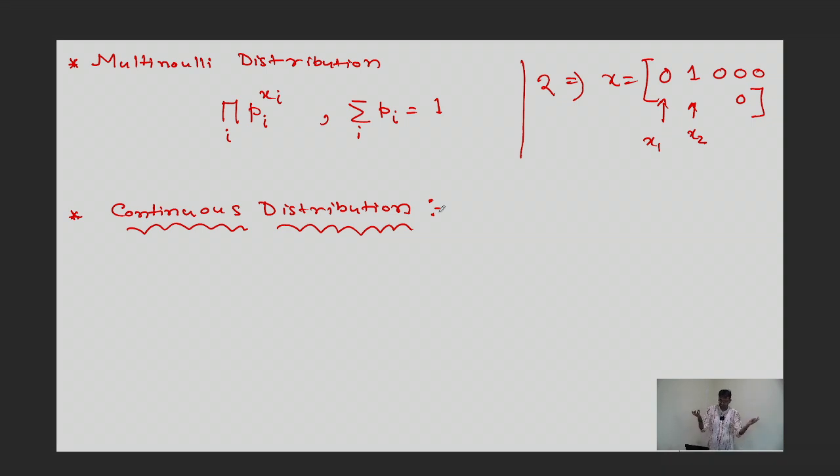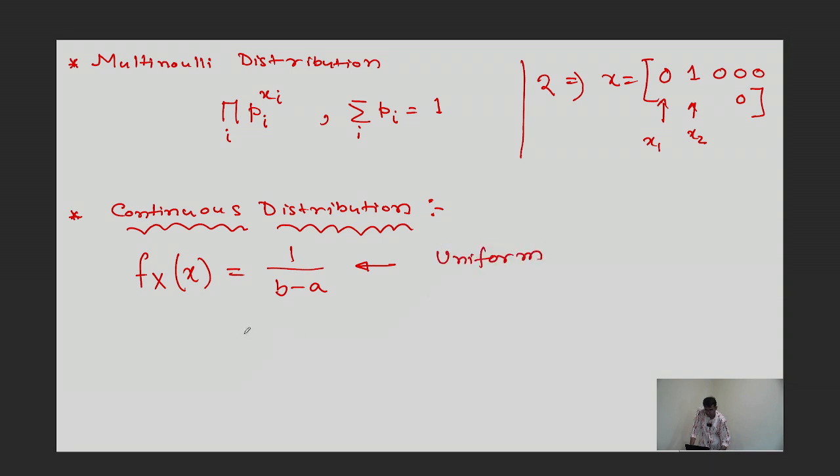There is nothing, 1 by b minus a. So one is uniform, 1 by b minus a, and this is basically uniform. By the way, when I am writing 1 by b minus a, I should also write, okay, let me delete it.